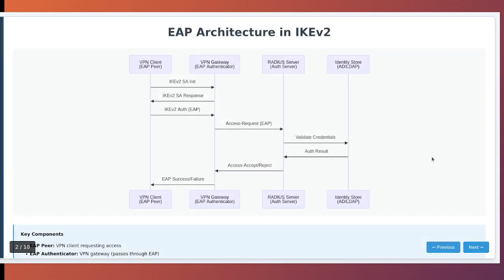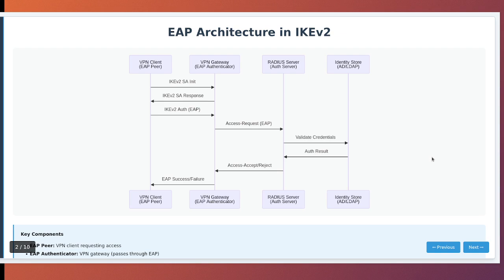Understanding EAP architecture. Let's start by understanding how EAP fits into the IKEv2 authentication framework. This is crucial because many network engineers often get confused about where EAP sits in the protocol stack and how it interacts with IKEv2. EAP, or Extensible Authentication Protocol, is essentially a framework for authentication. The key word here is extensible. This means it is designed to support multiple authentication methods without changing the underlying protocol.